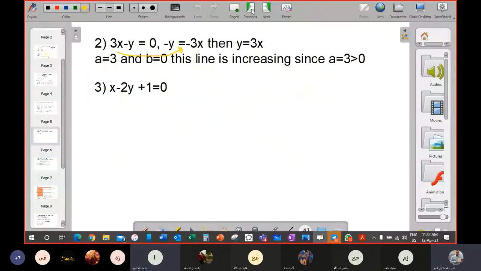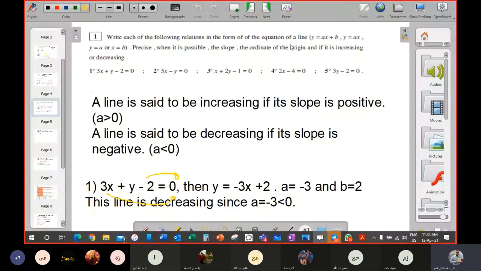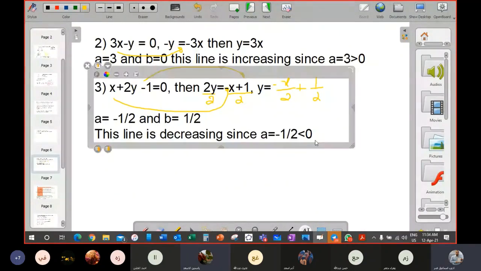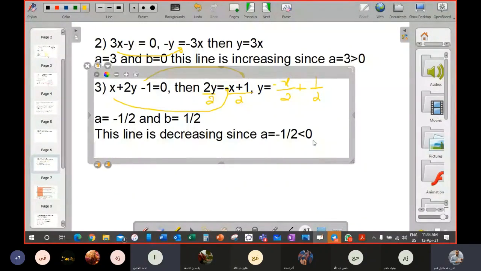Can I solve it? 2x minus 4 equals 0. Adam, can I solve number 4? Come on Adam, can I solve this thing?